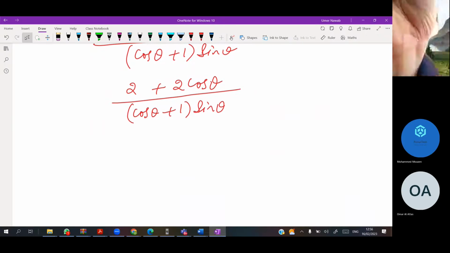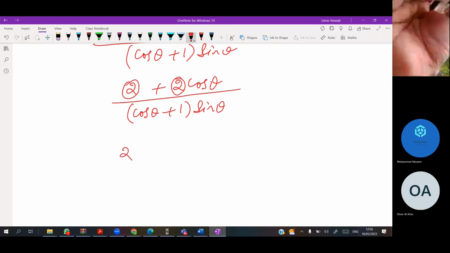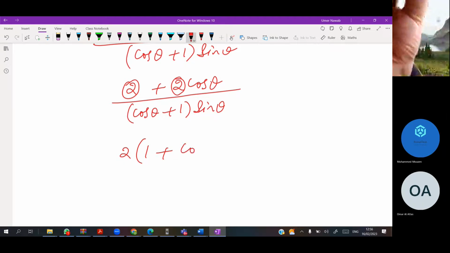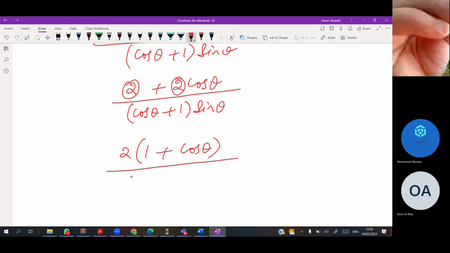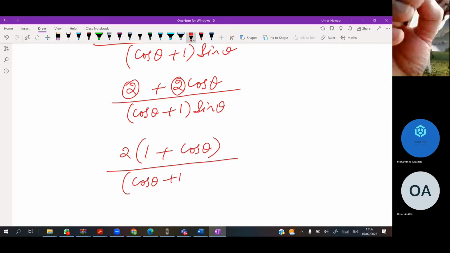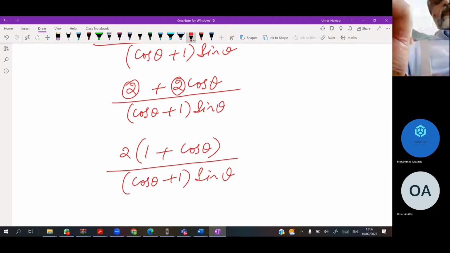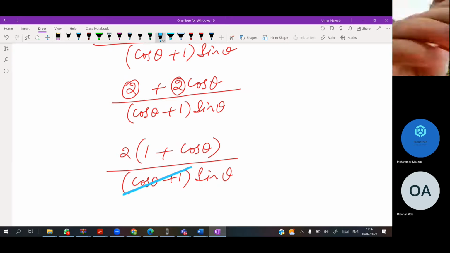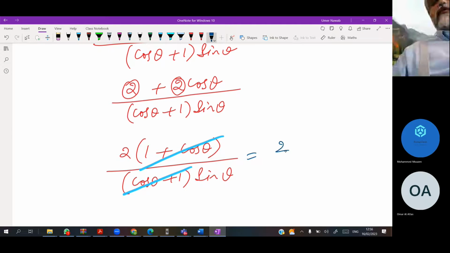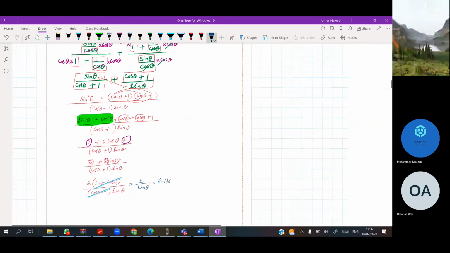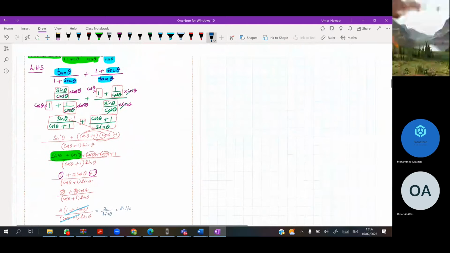Next step, take the 2 common. When I take 2 common, I will be left with 1 plus cosine theta. And down I have cosine theta plus 1. Are these two factors the same? They will cancel. And finally, I will get 2 over sine theta, which is equal to the right-hand side. Is it the same thing, guys?